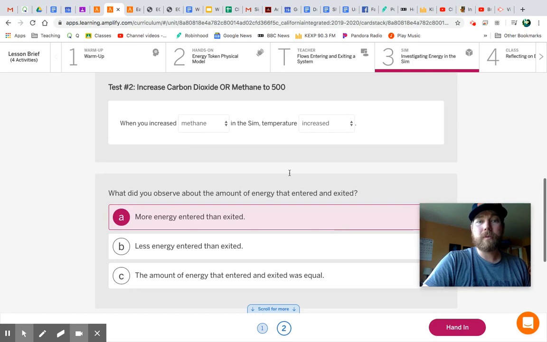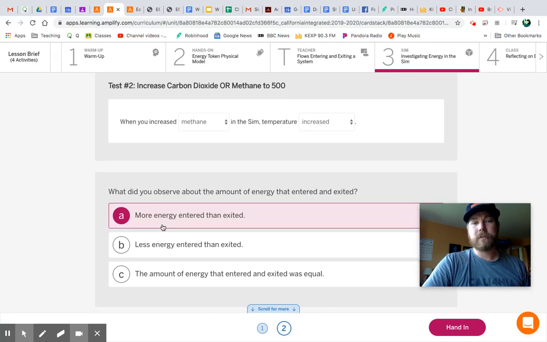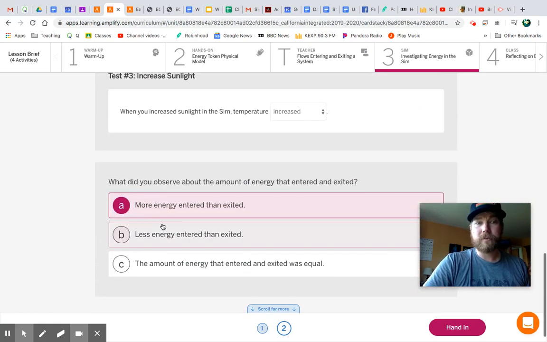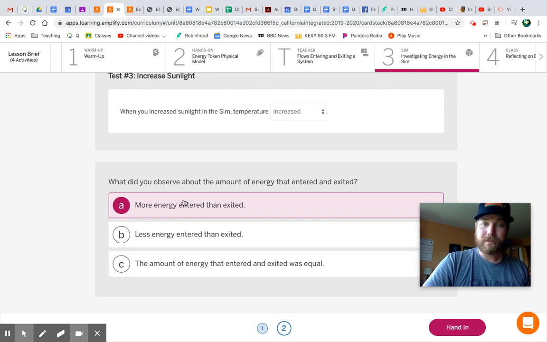What about carbon dioxide or methane? Well, hey, I chose methane. It's going to be the same for carbon dioxide. When you increase methane or carbon dioxide, temperature also increases. Why is that? What happened to the amount of energy? More energy entered than exited Earth's system in this situation. And then the last one, for sunlight, when you increase sunlight, temperatures also increased. And same thing, more energy is entering Earth's system than is exiting Earth's system.